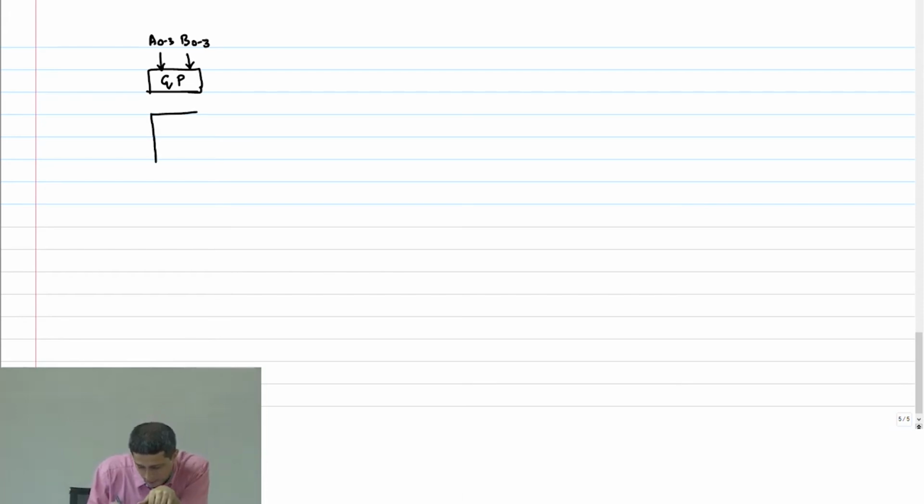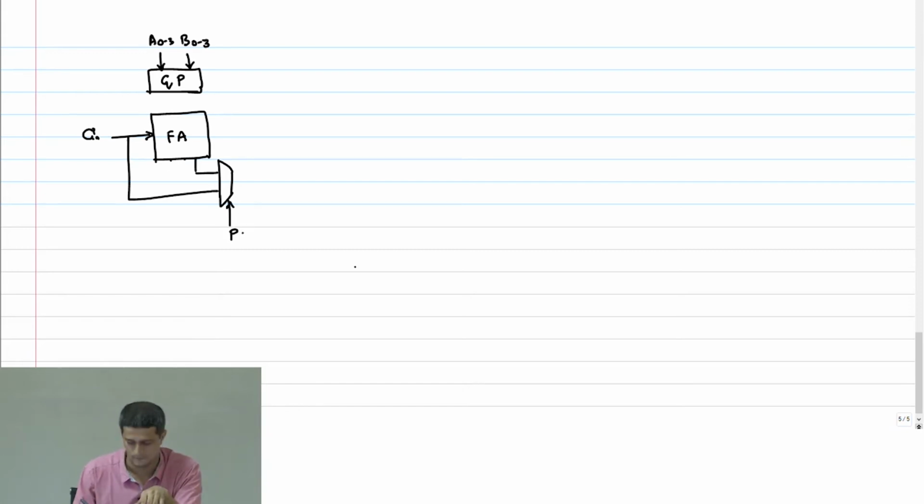Then I have a full adder. Okay, and then what I'm going to do is, this is my C in. I want to put a bypass mux here. Carry out will come from here and C in will come from here. This is my propagate signal. P equals P0, P1, P2 and P3. Okay, of course from here I will get the sum S0 to 3 as well.